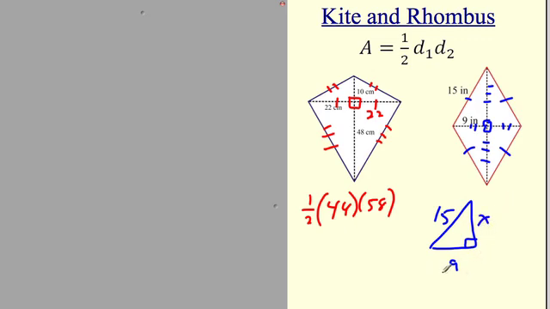This time I threw in Pythagorean theorem. So special right triangles, trig. Now we've got a little Pythagorean theorem. It should be 9 squared plus x squared equals 15 squared. And then, if we simplify this, 81 plus x squared equals 225.